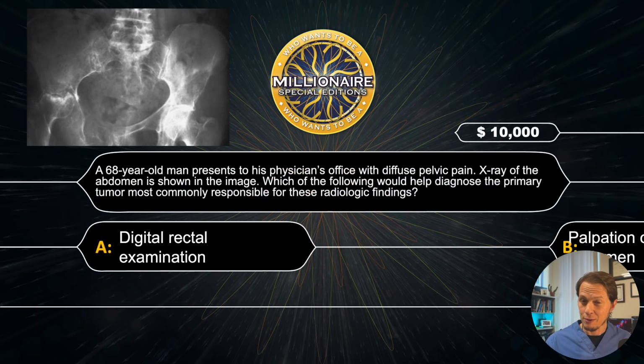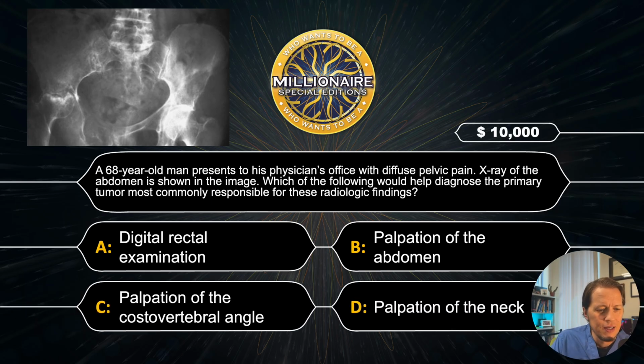We're up to $10,000. A 68-year-old man presents to his physician's office with diffuse pelvic pain. X-ray of the abdomen is shown in the image. Which of the following would help diagnose the primary tumor most commonly responsible for these radiologic findings? This one's a tough one. I really wanted to put this higher up, but gotta throw some hard ones in there to make sure we keep you going. Pause if you need it. This one's going to be tough.